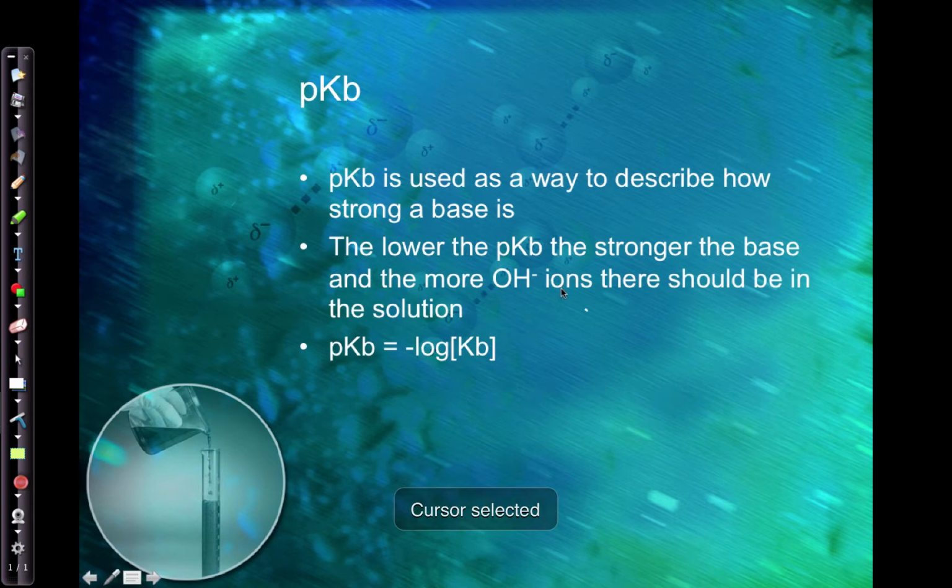All right, so pKb, very similar to pKa, it's just for bases. So anytime we're talking about an acid, we use A, so pKa, or Ka. But if we're talking about a base, we have to use Kb or pKb. So pKb is a way to describe how strong the base is. So the lower the pKb, the stronger the base, and the more hydroxide ions I should have in the solution. So you find it the same way you find the Ka.